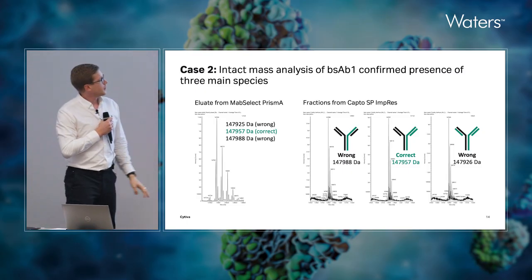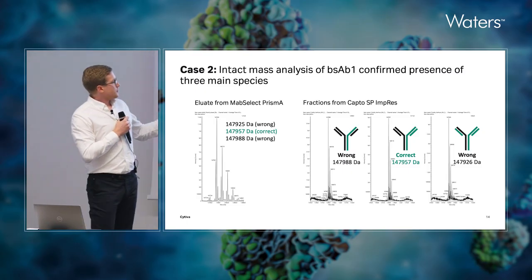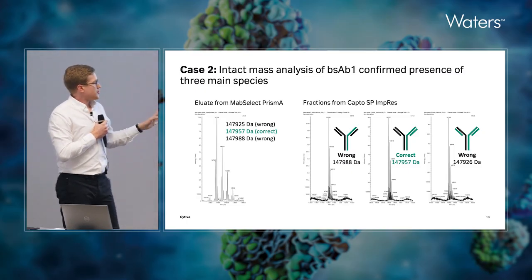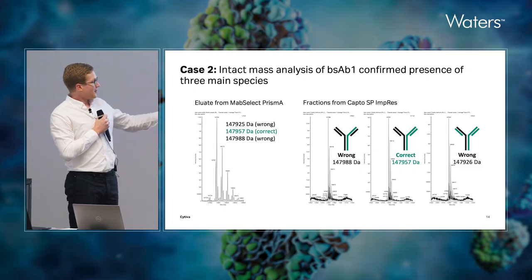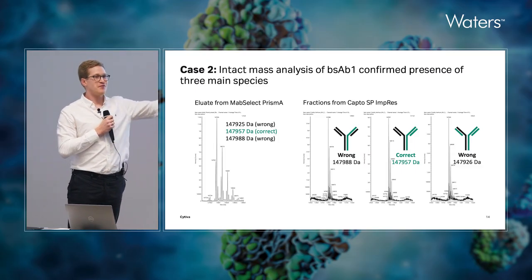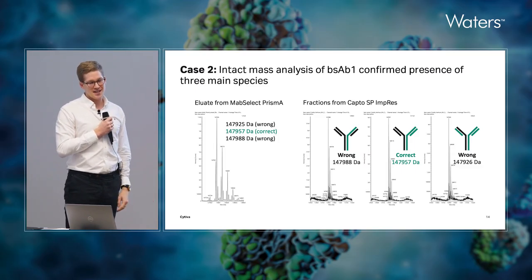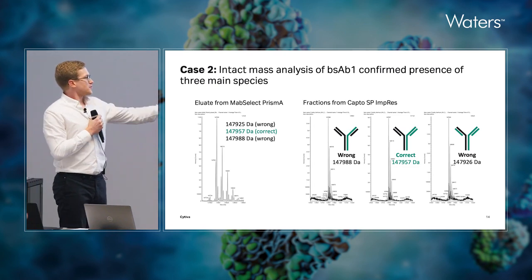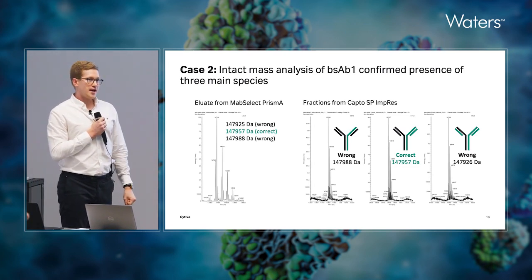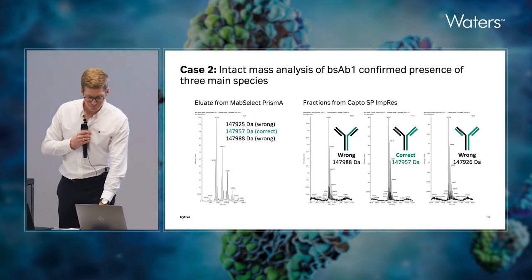glycoforms as well. If we take the peaks from the CAPTO-SP Impress, so the cation exchanger, we can see that we have wrong, we have correct in peak 2, and then we have wrong based on our mass spec data. So this really helped us to see where is our correct antibody in the process.